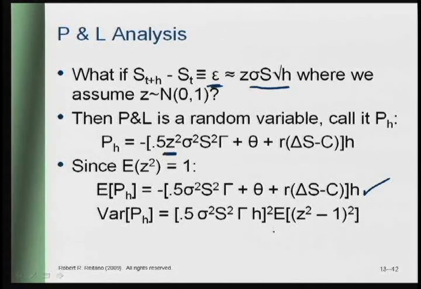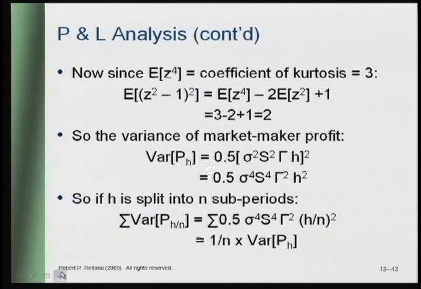So we now need to know, in order to calculate that, what's the expected value of Z squared minus 1 squared? Well, we can just multiply out Z squared minus 1 squared and recall that the expected value of Z to the fourth power is called the coefficient of kurtosis. And for the standard normal, the coefficient of kurtosis is in fact 3. So we can do the calculation and we get the number 2.